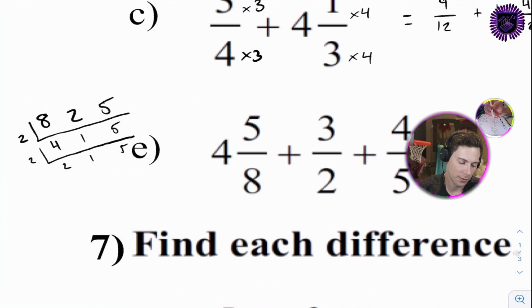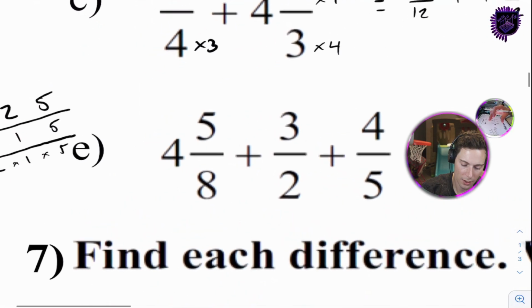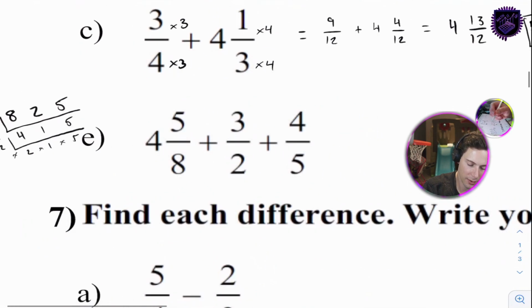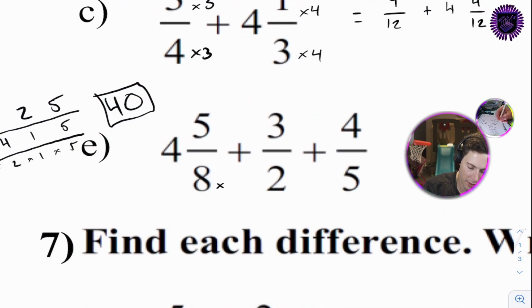I'm just thinking of a rule here. Okay, well, 2 times 2 times 2. 2 times 2 is 4, times 2 is 8, times 1 is 8, times 5 is 40. So this is going to be our LCM, 40. So how do we turn all these numbers into 40? We're going to have to multiply this by 5. This is going to be multiplied by 20, and this will be multiplied by 8.